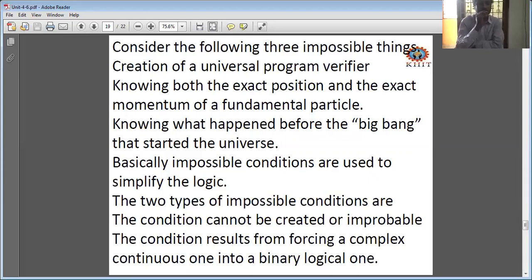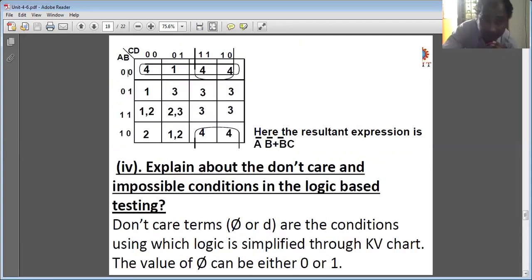The two types of impossible conditions are: the condition cannot be created, or it is improbable. The condition results from forcing a complex continuous one into a binary logical one. Explain about the don't care and impossible conditions in logic-based testing. Don't care terms, that is phi or d, are the conditions using which logic is simplified in the KV chart. The value of phi can be either 0 or 1.